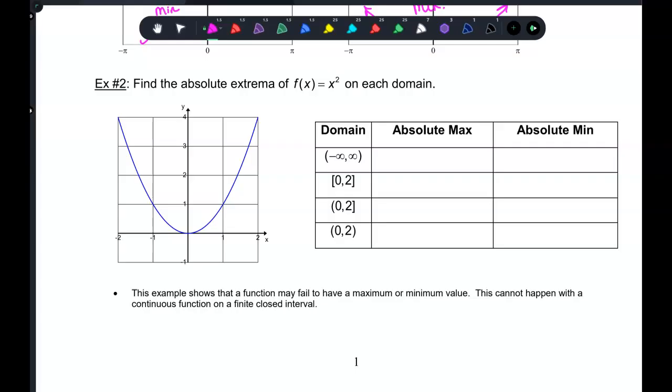Yeah, so you'll see when we do the next one. Let's look at the absolute extrema of f of x equals x squared. We got a parabola. And I'm just going to change the domain so we can determine our absolute maximum and minimum. Okay, if it goes from negative infinity to infinity, is there an absolute maximum? No. So we're not going to write infinity. We're just going to say none, right? Do we have an absolute minimum? Yes, we do. That's going to be the vertex. So that's f of 0 equals 0.